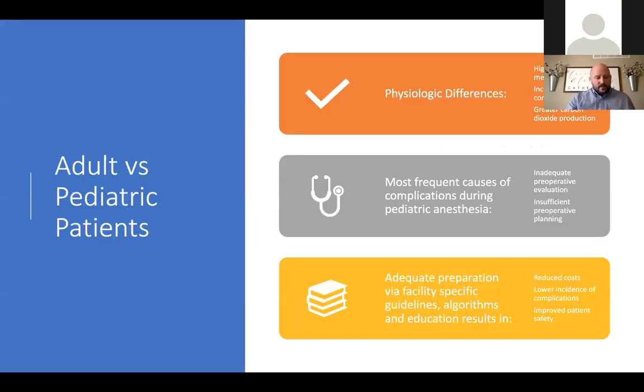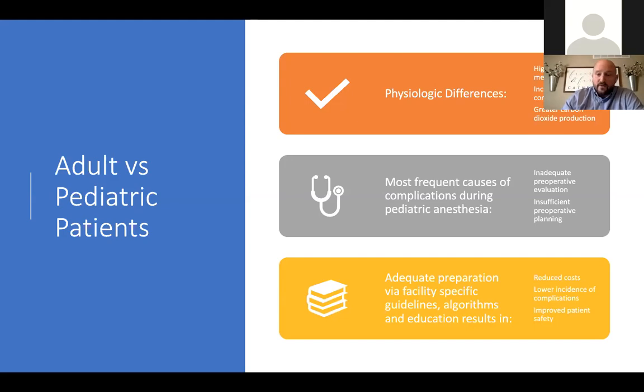Aside from physical differences, physiological differences also exist, such as higher resting metabolic rate, increased oxygen consumption, and a greater carbon dioxide production. These differences contribute to pediatric patients' significantly quicker onset and emergence from anesthesia, but they're also likely factors responsible for the rapid desaturation and deterioration during apnea.